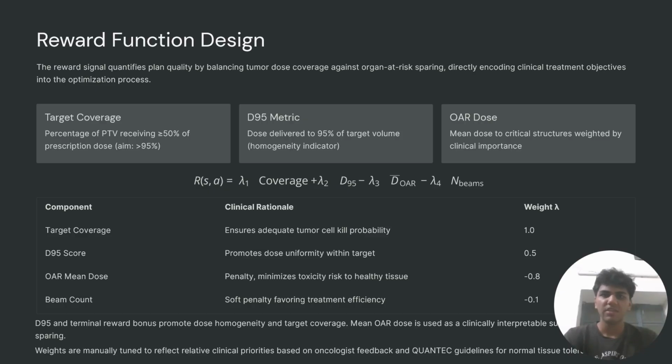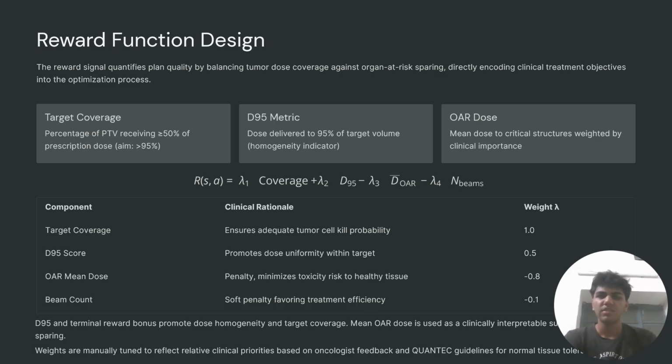Now that we understand how the agent perceives the environment and selects actions, let's look at how it learns to make clinically meaningful decisions. The reward function is the core of this process. It converts radiation oncology objectives such as tumor control and OAR sparing into numerical signals that the reinforcement learning agent can optimize. In radiotherapy, the primary goal is always to achieve high tumor coverage while keeping doses to healthy organs as low as possible. To encode this, we design a multi-term reward function.